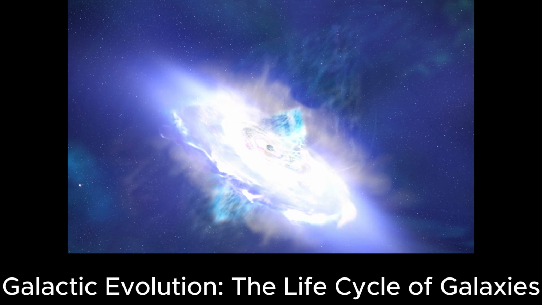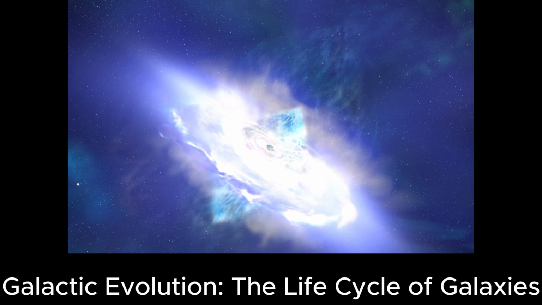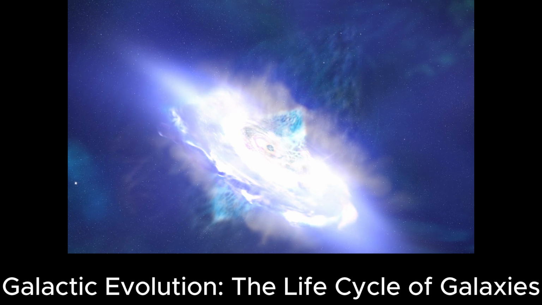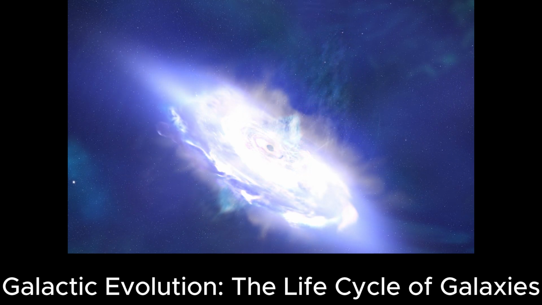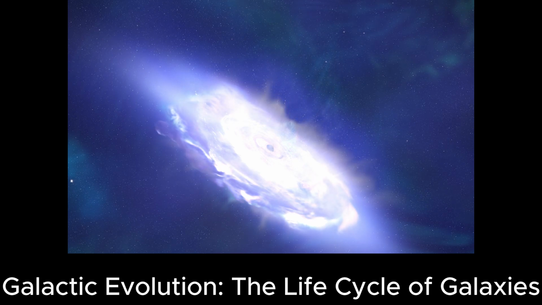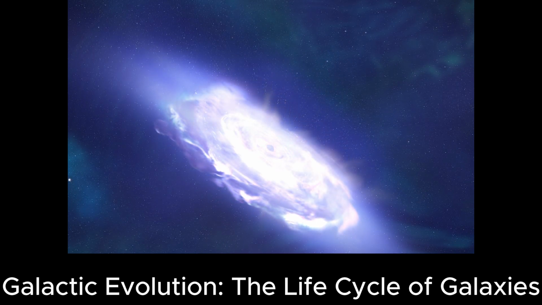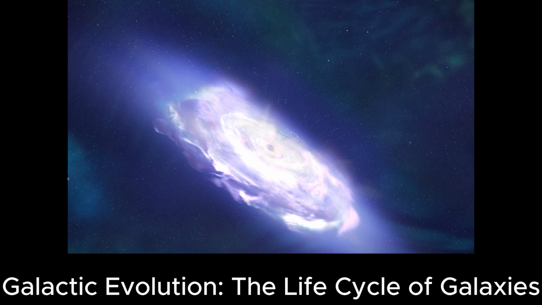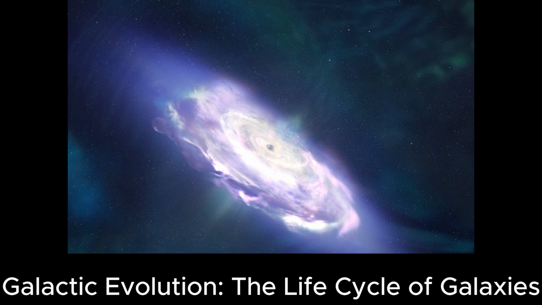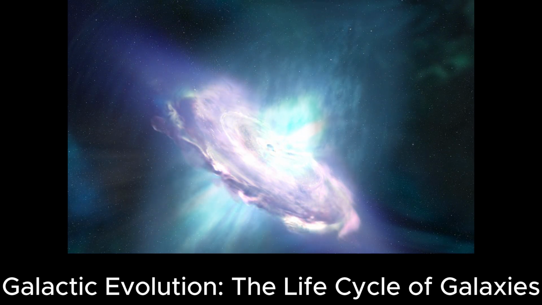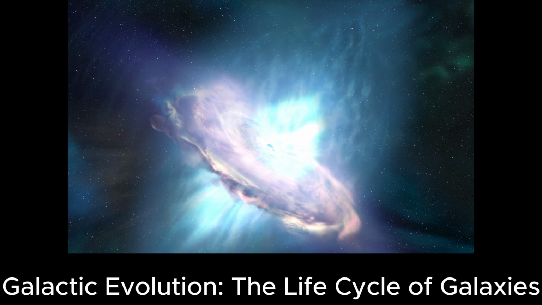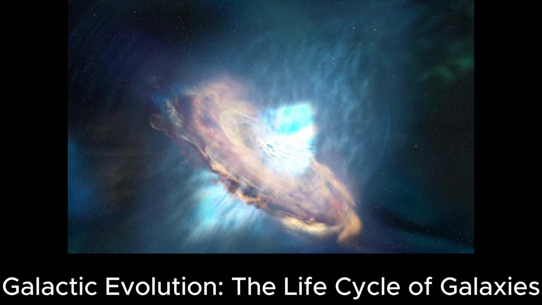Galaxies come in various shapes: spiral, elliptical, and irregular. Spiral galaxies, like the Milky Way, are rich in gas and actively form new stars. Elliptical galaxies are older, with little gas, and consist mainly of aging stars. Irregular galaxies are chaotic in shape, often due to gravitational interactions or collisions.